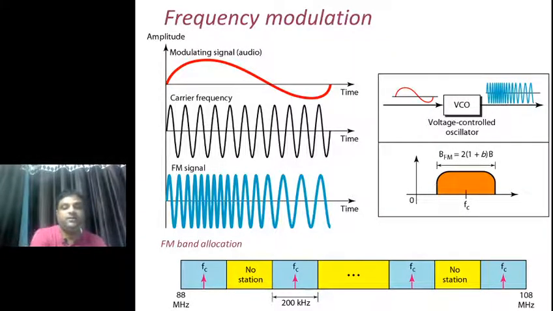Then the band allocation for the frequency modulated signal varies from 88 to 108 megahertz, and the bandwidth of one channel is 200 kilohertz. It means 88, then 88.2. Then there is no station. The bandwidth of the no station is not shown here, but generally it is not 200 kilohertz, it is less than 200 kilohertz. In that way we allocate different frequencies to different stations.